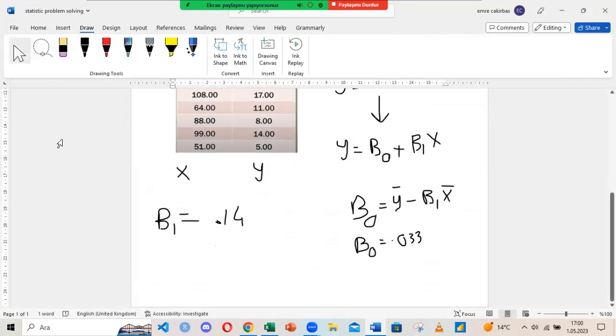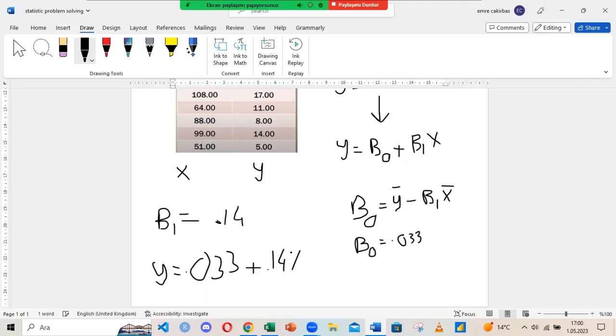And now I will write the full equation, this one. Y equals 0.033 plus 0.14 x.